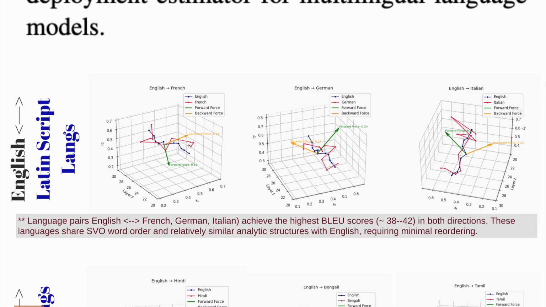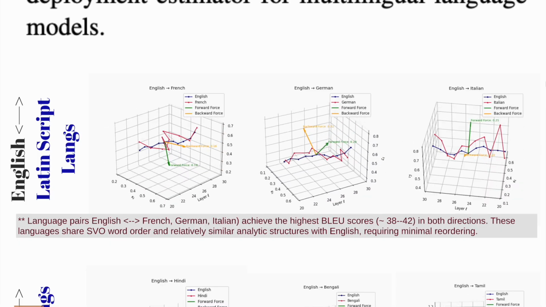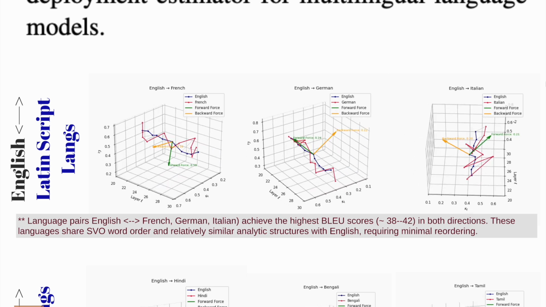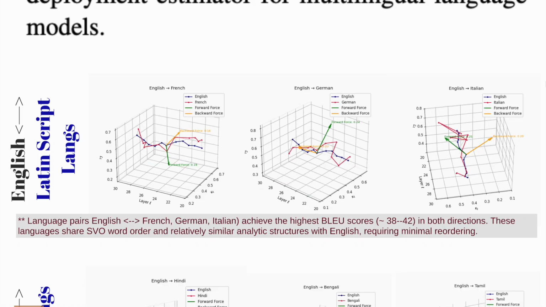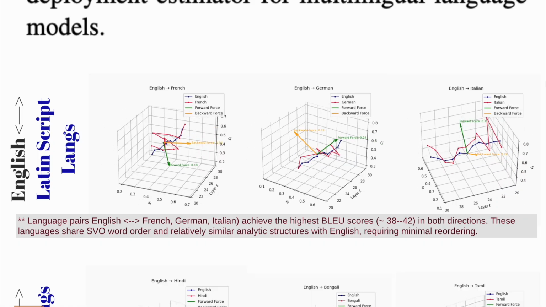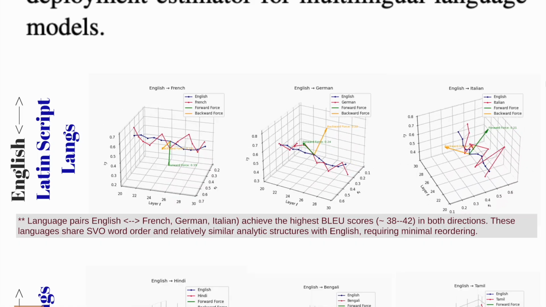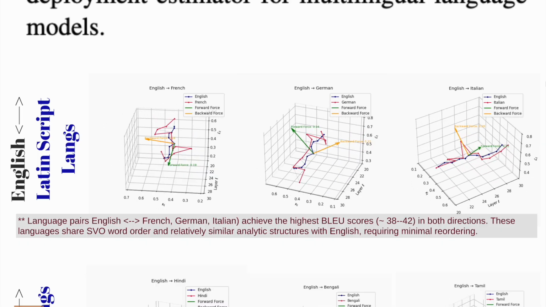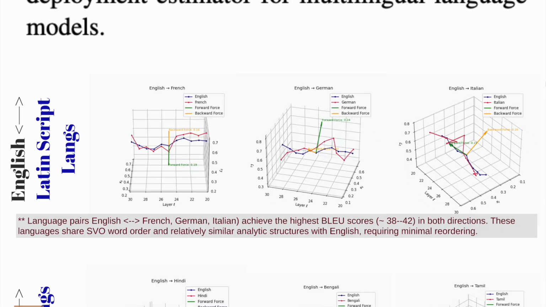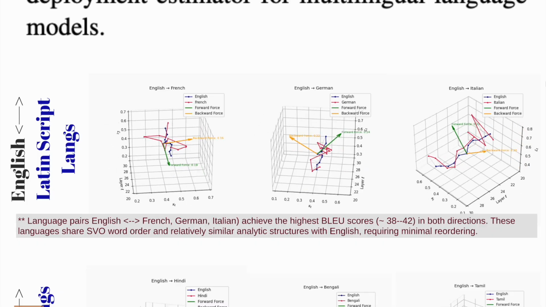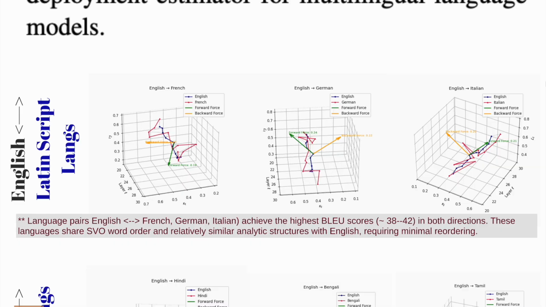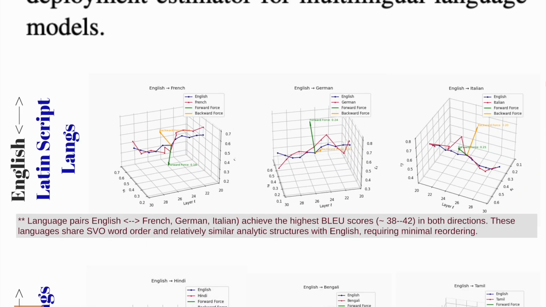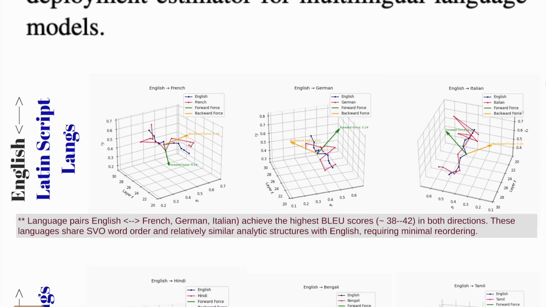French is the smoothest path, with the most uniform curvature. German shows a small mid-stack bump from verb movement and case marking. Italian has a late-layer kink from morphology, yet all three remain modest. Result: high BLEU in both directions, roughly in the high 30s to low 40s. Why? These languages share SVO word order, similar analytic structure, and substantial lexical overlap with English, so little reordering is required and the model can walk a short, straight route in latent space.